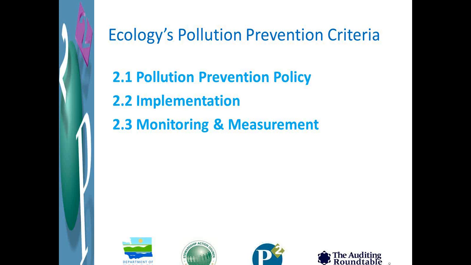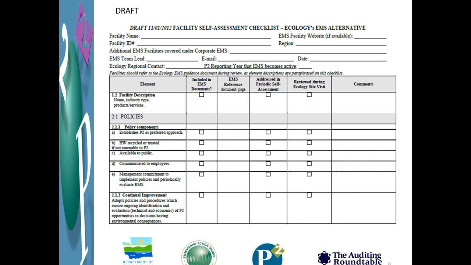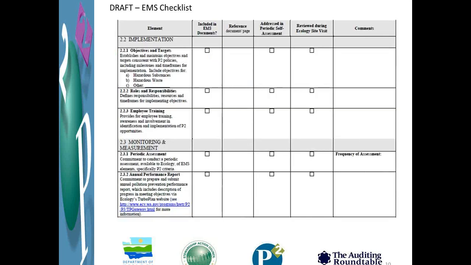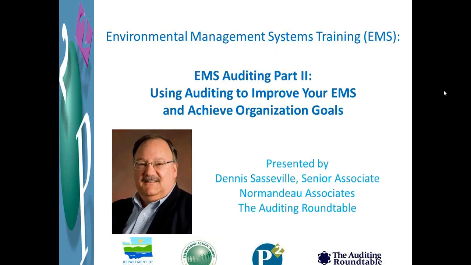And here are the 3 primary criteria that we're looking at in terms of reviewing EMS: having a strong pollution prevention policy in place, focusing on implementation, and how you go about monitoring and measuring results. Next slide. This is just an example of a self-assessment checklist, and this is available on the website. It is a way to help step you through the process and coordinate with your regional P2 specialist. Next slide. This is the second page. It allows you to identify how you go about setting your objectives and targets, roles and responsibilities, training, the periodic assessment, and then the annual progress report.